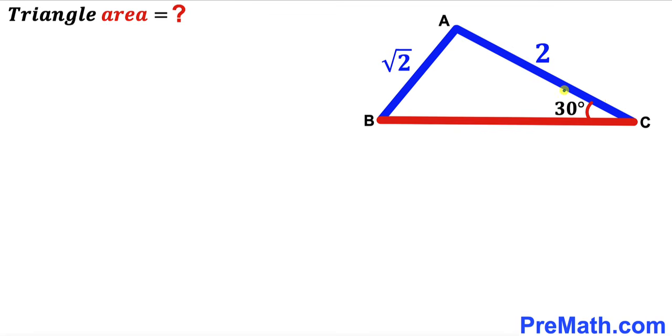We have this triangle ABC, as you can see in the given diagram, such that angle ACB is 30 degrees, side AC length is 2 units, whereas the other side AB length is square root of 2 units. Our task is to calculate the area of this triangle ABC.